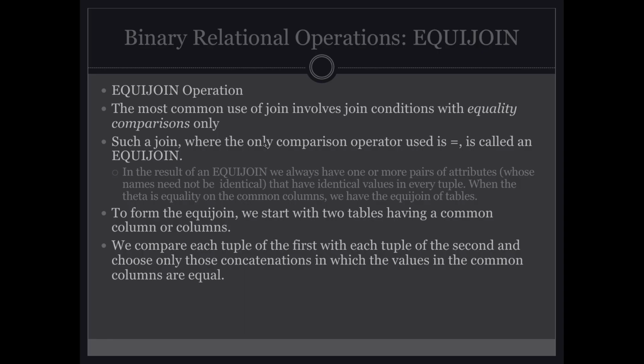But when you do want that, and it is most likely the case, it says here the most common use of join involves using join conditions with equality comparisons, okay? And this is called an equijoin. Let's read the slide. In the result of an equijoin, we always have one or more pairs of attributes whose names need not be identical that have identical values in every tuple. When the theta is equality on the common columns, we have the equijoin of tables.